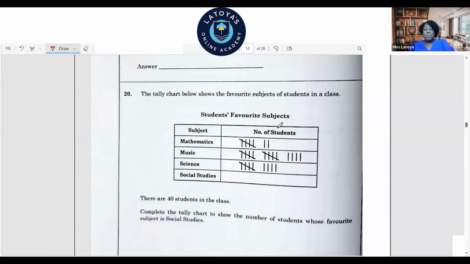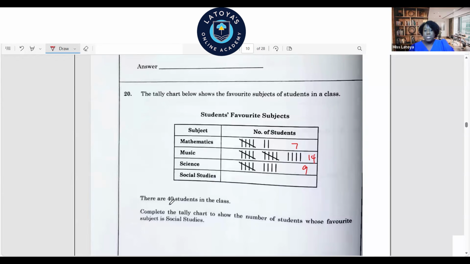We have the subjects and we have the number of students. So mathematics, it's 5, 6, 7. Music is 5, 10, and 4 is 14. Science is 5 and 4, 9. How many like social studies? The question tells us that there are 40 students in a class. Complete the tally chart to show the number of students whose favorite subject is social studies.